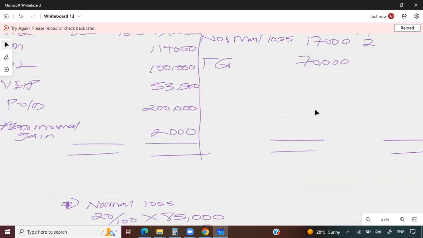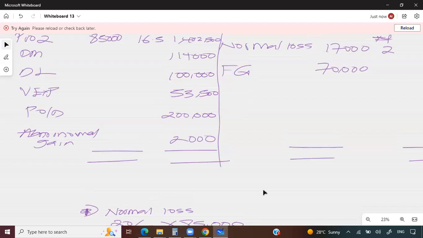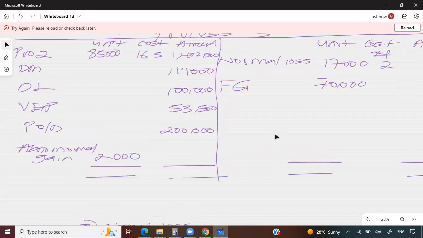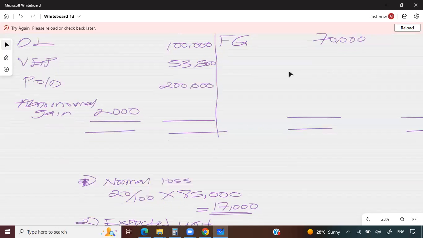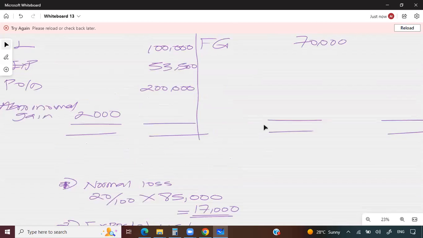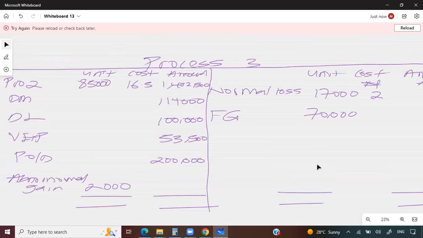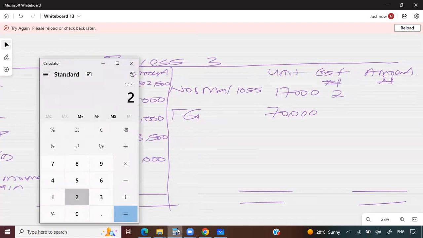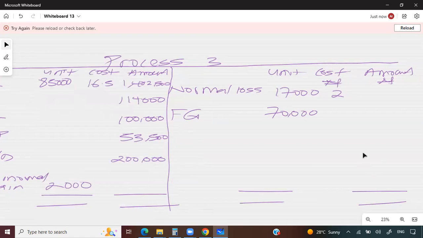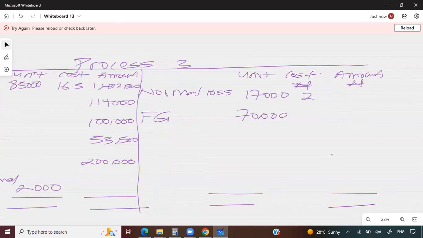So we just need to say now, what is the total cost? And please, let's attempt this now. What will be the unit that we are going to use? This is 17. 17 multiplied by 2. This is 34, so this is 34,000. This is just the opposite of what I just explained.